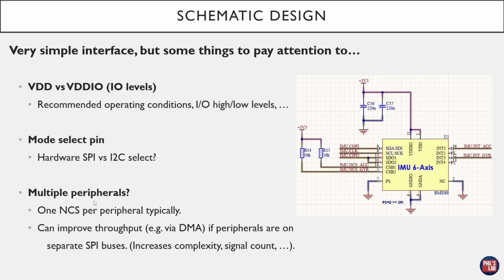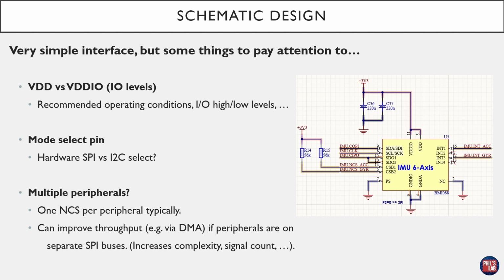If you have multiple peripherals, you will typically want one chip select pin per peripheral, unless you're performing writes at the same time to many peripherals, but you can't really do reads in that sense. So one chip select per peripheral if you're sharing the same SPI bus. And this is a very important point because you can improve the throughput, for example, if you're running DMA streams, if the peripherals are on separate SPI buses.